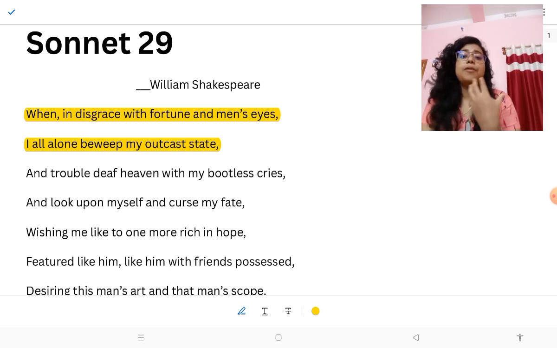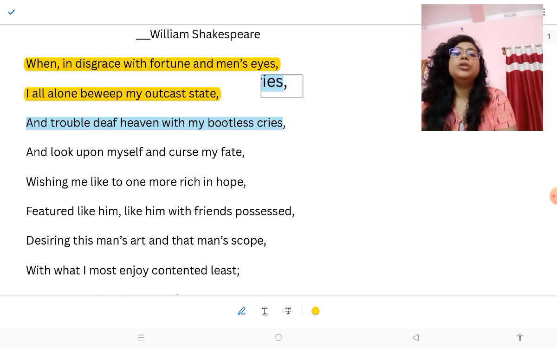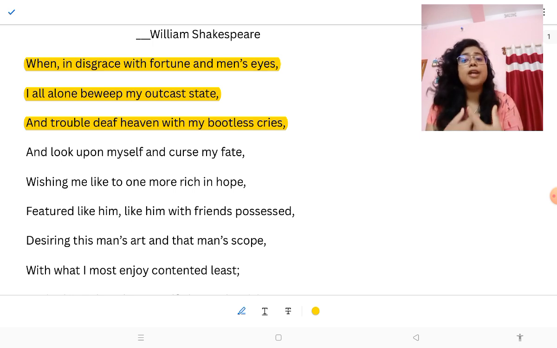For this relationship, for maybe some reason, I am an outcast from the society, and trouble deaf heaven with my bootless cries. I trouble the deaf heaven. Here, heaven means God. God has become deaf. He could not hear, he could not listen to my prayers, when I trouble him with my prayers, my cries, my bootless cries. Bootless means fruitless, the thing which doesn't give you the consequence, the result, a good result.